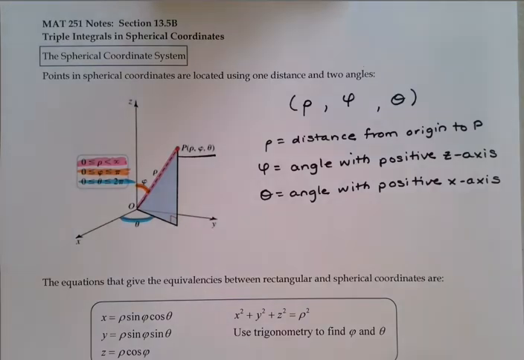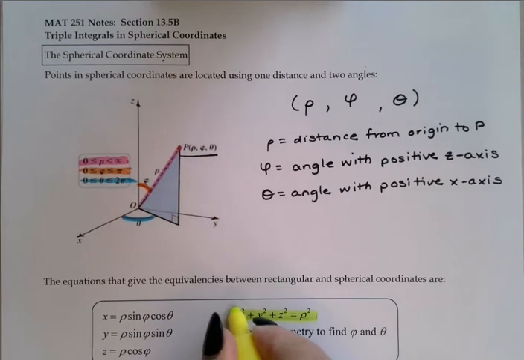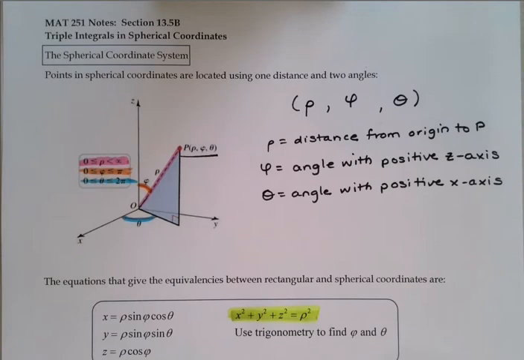One of the defining features that often tells me that I want to use spherical coordinates is actually the ability to use that equation. If I've got an integral that contains x squared plus y squared plus z squared, I'll typically say, hey, spherical coordinates would make that much simpler. So look at that as one of your indicators that a problem is going to require spherical coordinates.